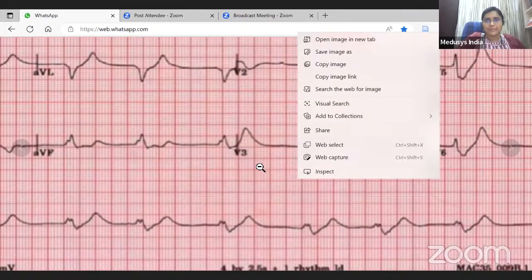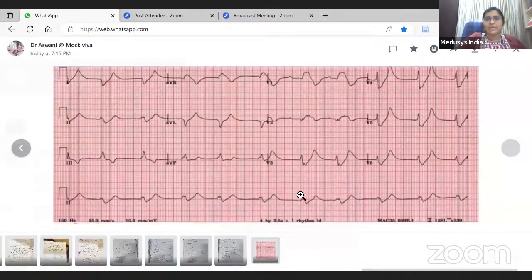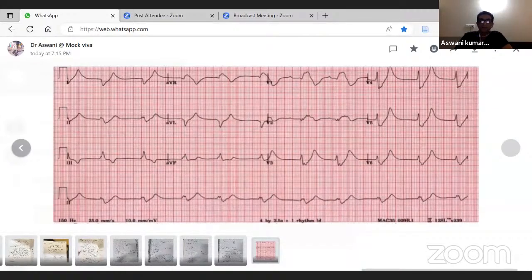Just a minute. Okay. Legible? Yes. Okay. I'll stop sharing the screen. Okay. Just a moment. So, Dr. Ashwini, what can you see in the ECG?